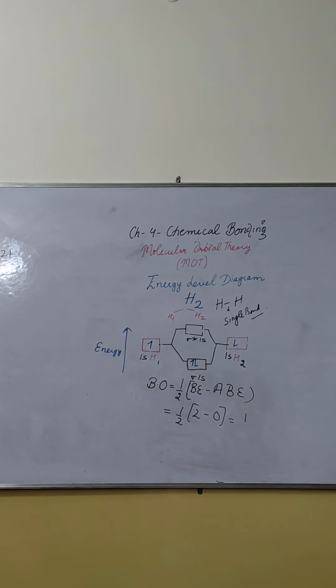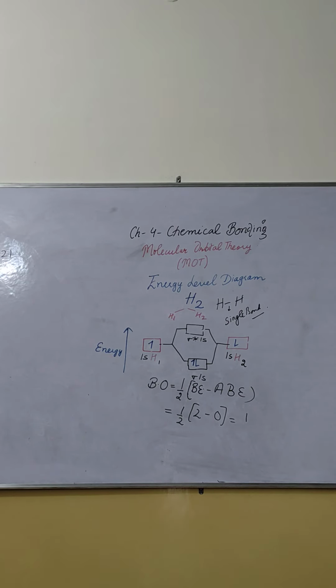For a molecule to exist in nature, the bond order should be a positive term. If for a particular molecule the bond order comes out to be 0 or negative, then that molecule cannot exist in nature. Bond order can be a fraction, but it should be positive, greater than 0. Bond order clear? Yes, ma'am.